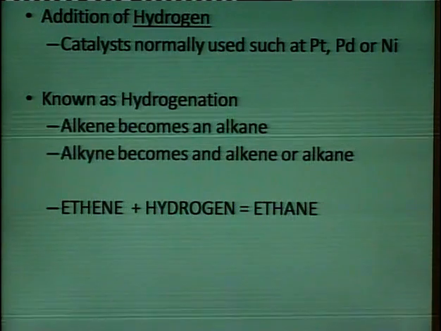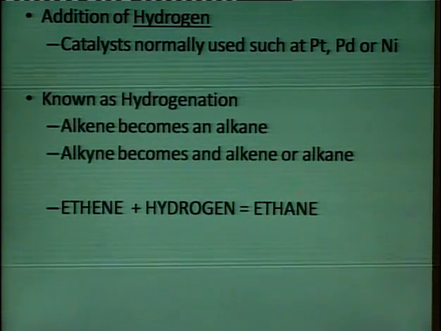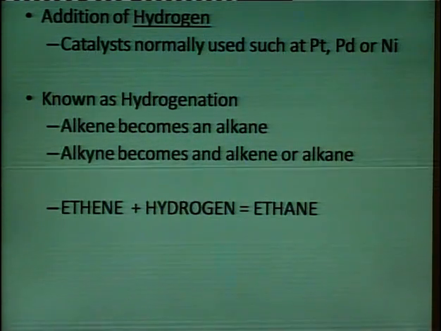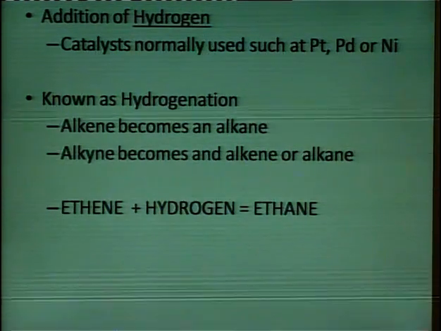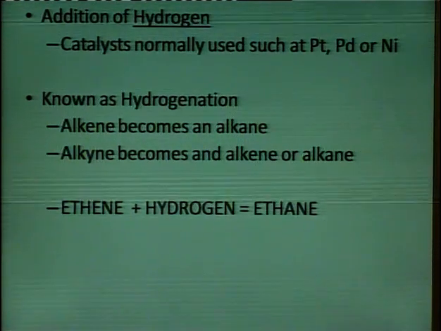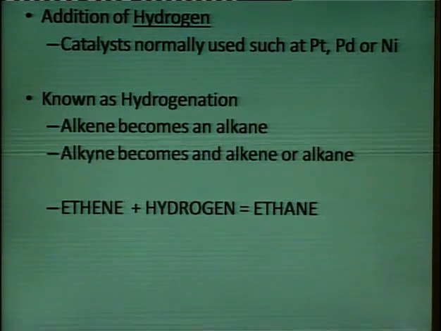Alkenes become alkanes and alkynes become alkenes, and when an alkene further undergoes hydrogenation, then alkanes are formed. So, ethene reacts with hydrogen and forms ethane.